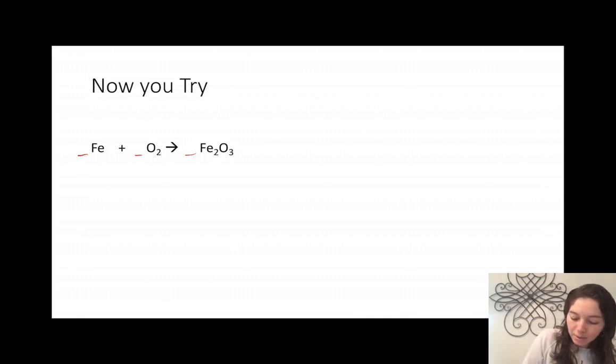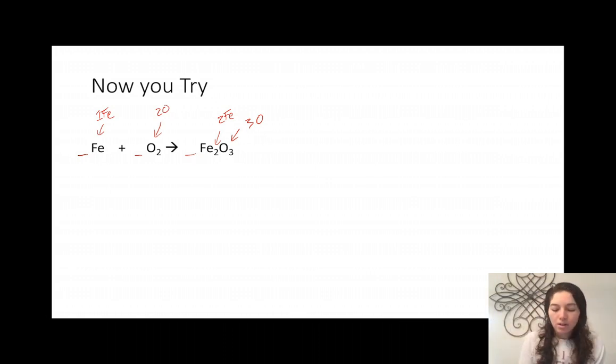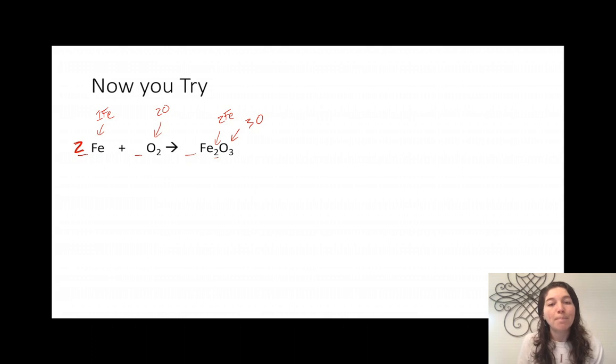So on this side of the chemical equation, we have 2 irons and we have 3 oxygens. On this side, we have 1 iron and 2 oxygens. So I'm going to go ahead and start with iron first. So we've got a 2 here, so I'm just going to write a 2 down here. So our iron is now balanced.